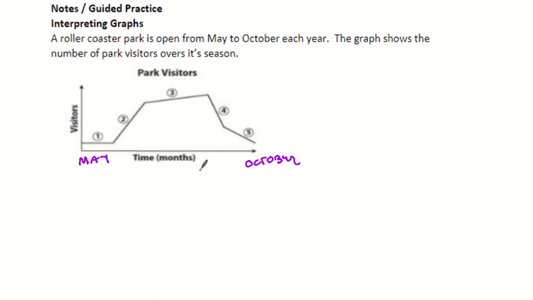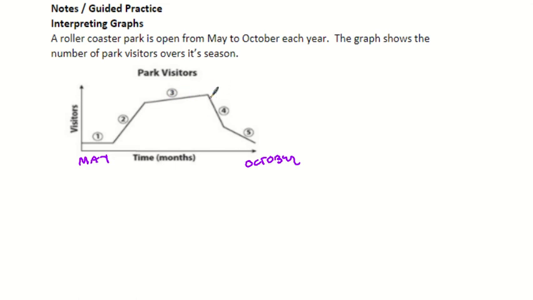So what you might be asked is, what's happening in part two of the graph? In the second section of the graph, what's happening? It's just interpreting what's going on. Well, in part two, where the visitors increase, that could probably coincide with summer break. Normally in June is when a lot of students get off school and go on summer break, so they're not at school anymore. So there are probably going to be more visitors. Three is probably the months of summer break. In July, everybody's on summer break, right? And that's when we have a lot of family vacations.